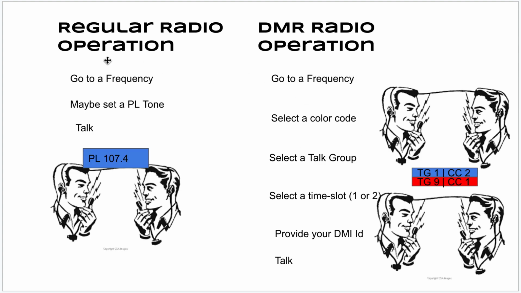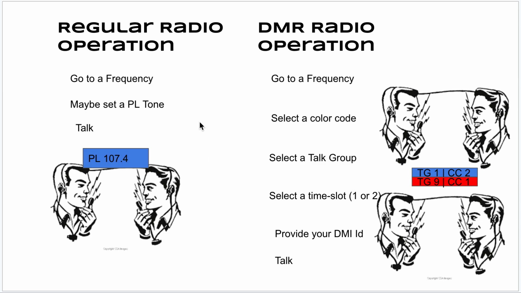So regular radio operation, you go to a frequency, and if you want a little bit more privacy, you might set a PL tone. If you don't know what a PL tone is, you can Google that, or there's videos on that, but you might set a PL tone and then you talk. So two people select a frequency, perhaps they set a PL tone and they can talk to each other.